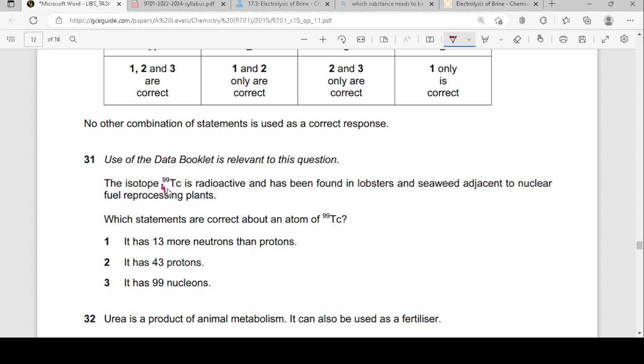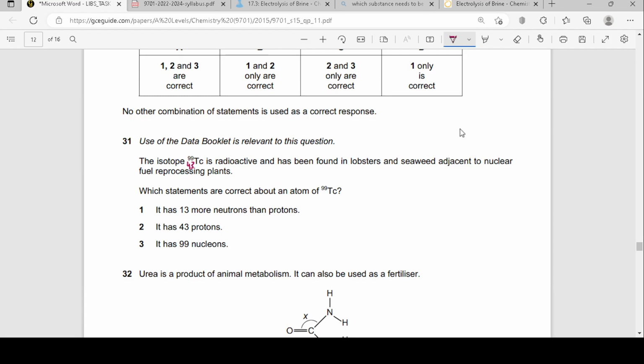Okay, so technetium has a proton number of 43. It's in the d block. It's radioactive and has been found in lobsters and seaweed adjacent to nuclear fuel reprocessing plants. That is really interesting, actually. Anyways, what statements are correct about an atom of technetium-99?